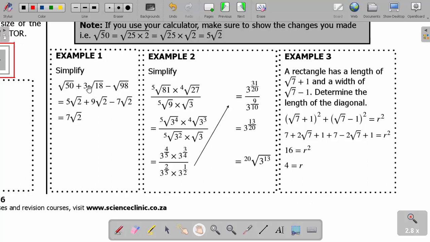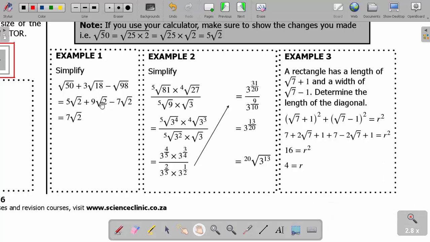What about the root of 18? In this particular case, 18 is the same as 9 times 2, but 9 has a perfect square root. The square root of 9 is 3. So the 3 multiplies the 2 outside the brackets to give us 6 there. Are we together?